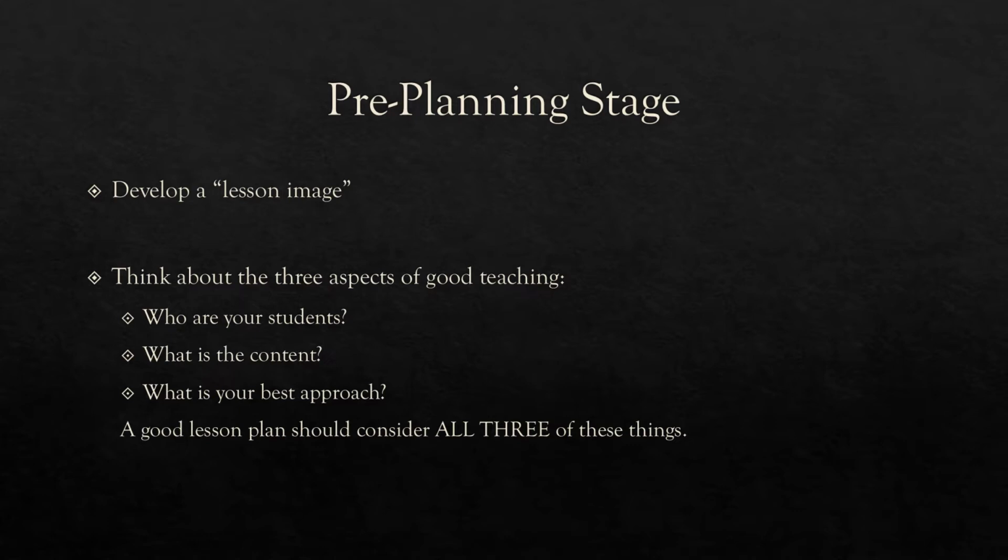So we're going to start with what I think of as the pre-planning stage. And I think one of the things that's really important in writing a lesson plan is to think about what you want the lesson to look like, what we sometimes call a lesson image. You don't have to literally close your eyes, but if you were to close your eyes and think about what is it that I want to get done that day, and how do I see the activities being placed? How do I see the pacing of the lesson?